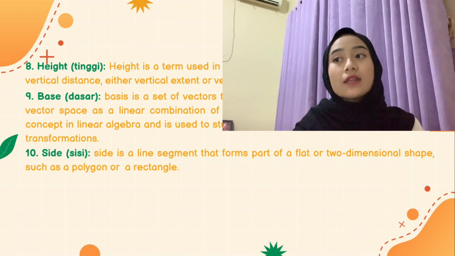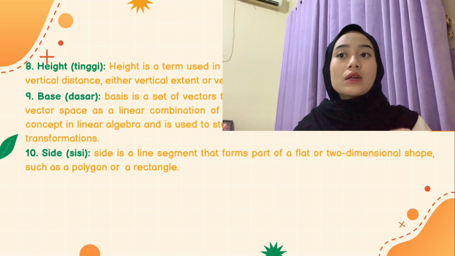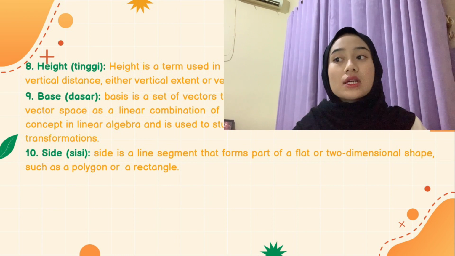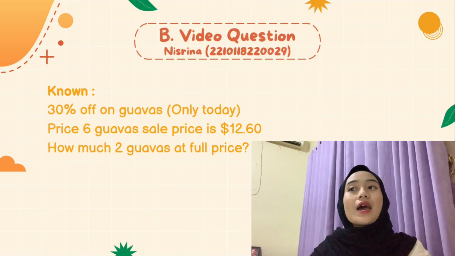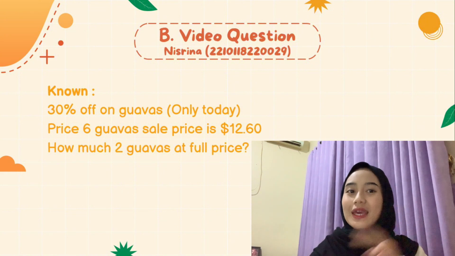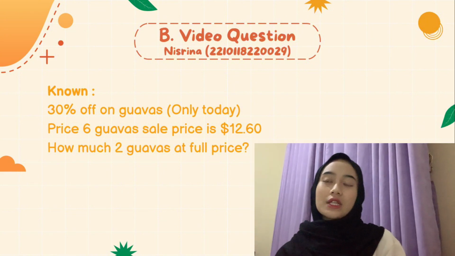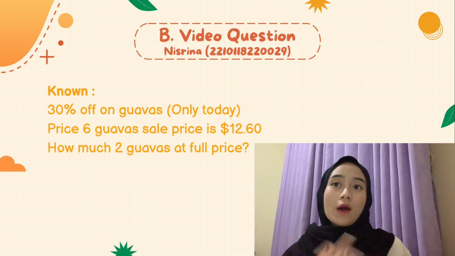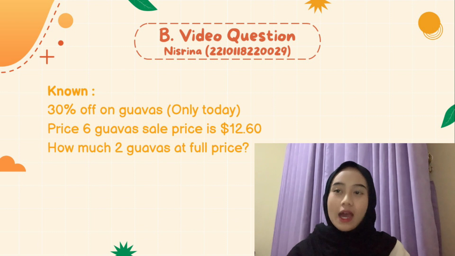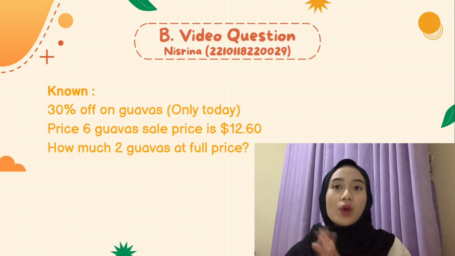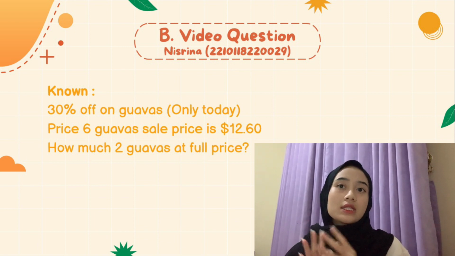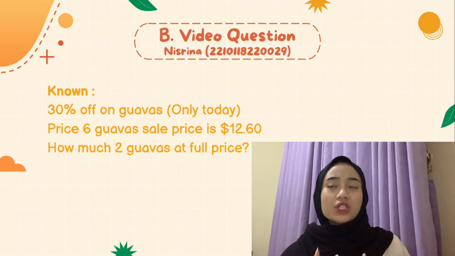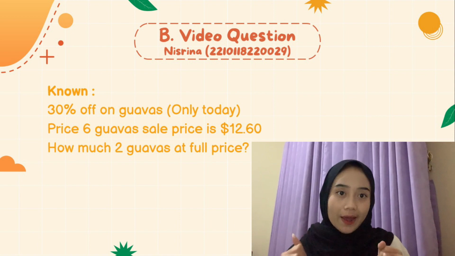A side is a line segment that forms part of a flat or two-dimensional shape, such as a polygon or a rectangle. Our next, second topic is video question. The question is: 30% off on guavas is only for today, and the sale price of 6 guavas is $12.60. And the question is, how much are 2 guavas at full price?